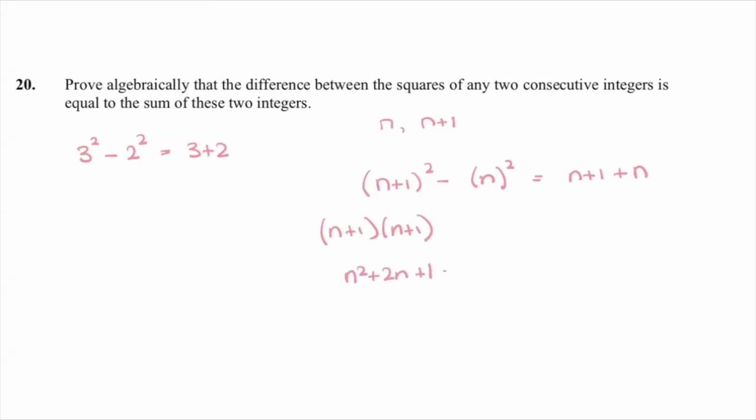And then we've got our n squared to take away. Now, n squared take n squared means it's eliminated, it's gone. We've just got our 2n plus 1 left. And then if we tidy up this side, bring it down, we've got n plus 1 plus n, which is going to give us 2n plus 1. And there's the proof that they are equal to each other.